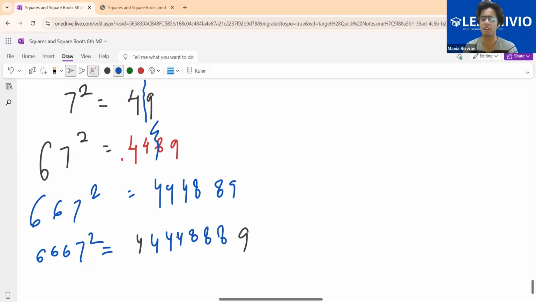See, there are different patterns. You have to understand them, they'll be given in the exam. It's not like they'll directly ask you 6666667 square. They'll give a pattern like this. You have to understand from the pattern, and after that pattern, they'll give you a number like 6666667 square.